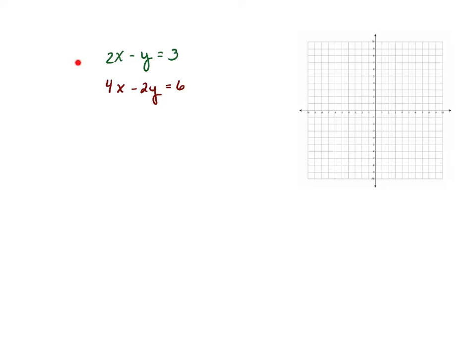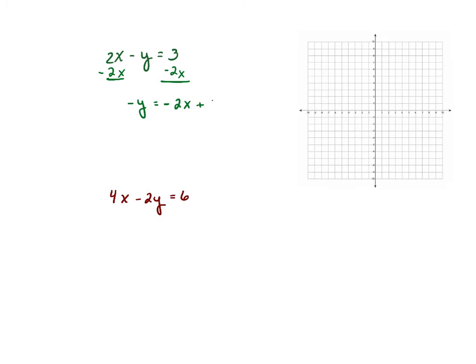We have a system, two equations, but they are not in slope-intercept form. So the best thing to do here is put them in slope-intercept form. I'm going to separate these two just a little bit so I have some space to work. To get them in slope-intercept form, we're just trying to get the y value alone. So I'm going to subtract my 2x.